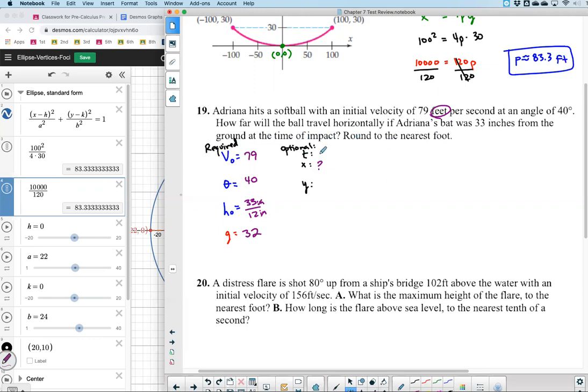Round your answer to the nearest foot. How far will the ball travel horizontally? So we're going to test it until the ball hits the ground later on. Till it hits the ground. I meant to write hits ground.